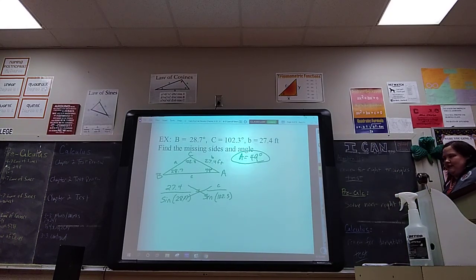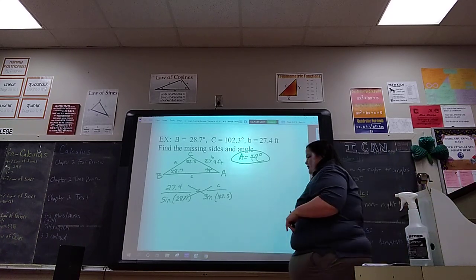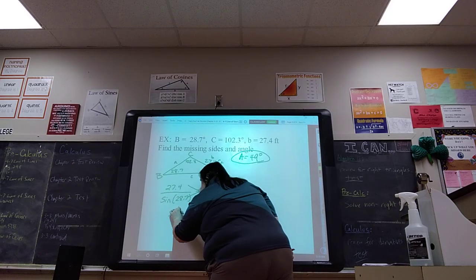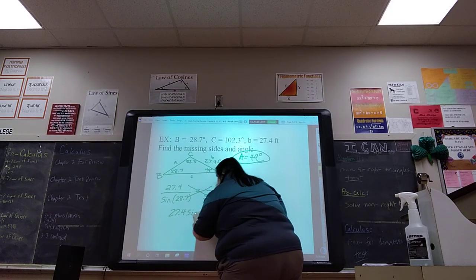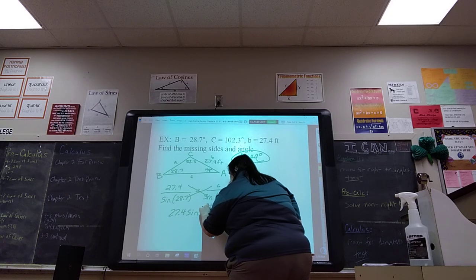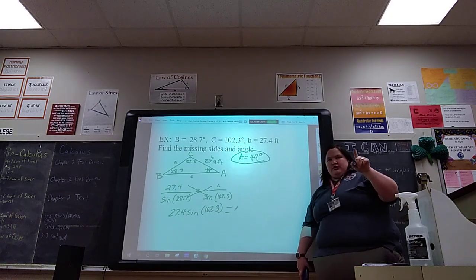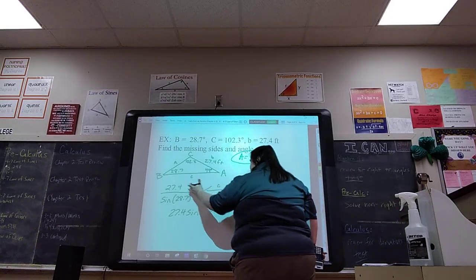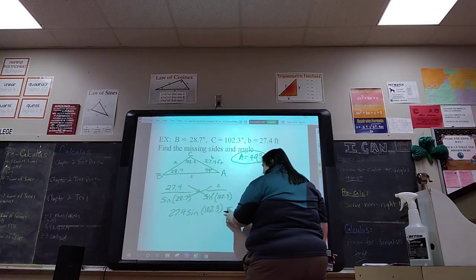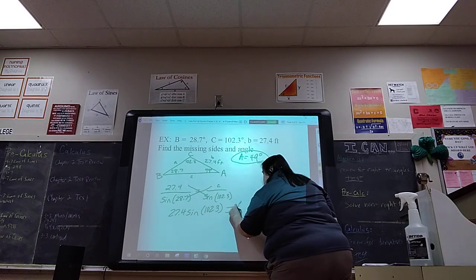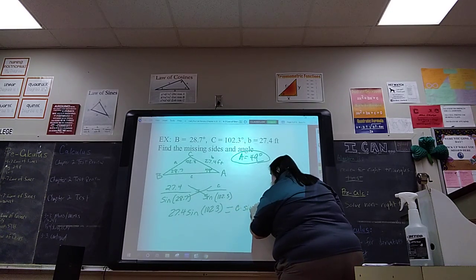So we're going to take the 27.4 times sine of 102.3, and it's going to equal c times sine of 28.7. So I'm going to do 27.4 times the sine of 102.3. And when you cross multiply, the first top times the bottom is going to equal the next top times the other bottom. So then it's going to equal c times sine of 28.7.